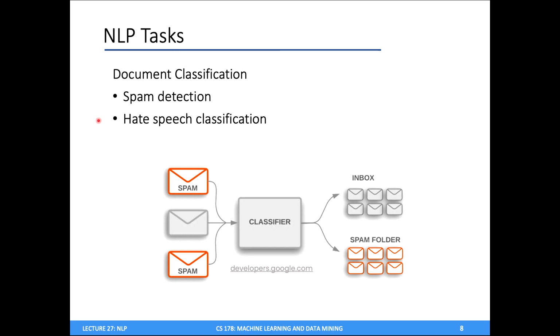Another example of this is hate speech classification for content moderation on, say, Facebook or Twitter, where someone sends out a tweet and it'd be really nice to automatically tag this as hate speech or not so that we could decide not to post that tweet. So lots of examples of classification tasks fall under this umbrella.